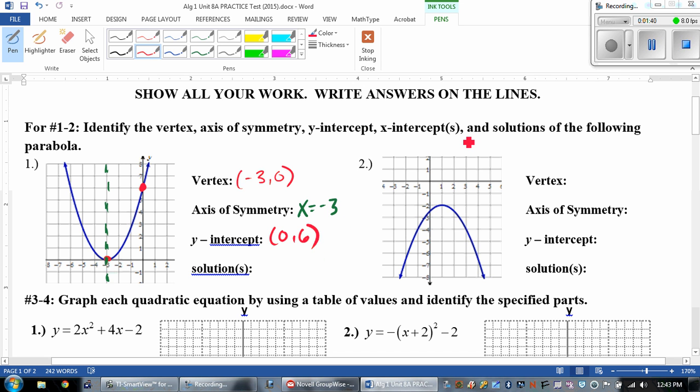And the last one's the solutions. Solution is another way to think about the x-intercept. So my x-intercept, well, I can see it only touches the x-axis once. And when we're writing this, we would say that x equals -3. Now, these are not always going to match up. It just worked out in this case.